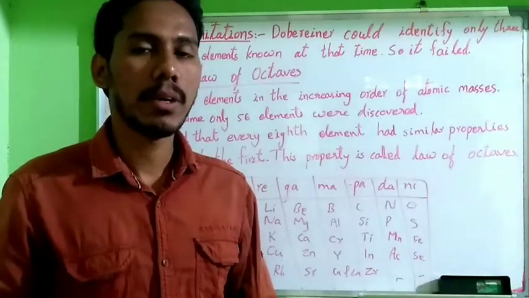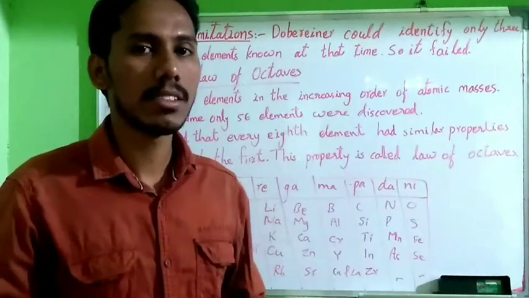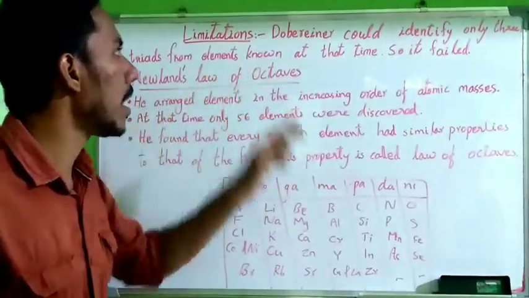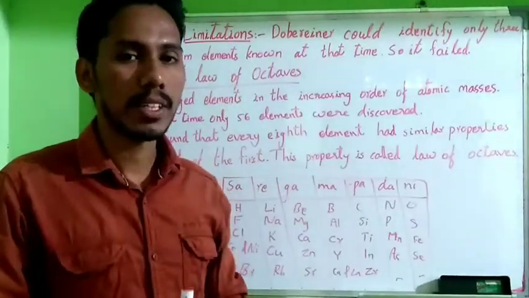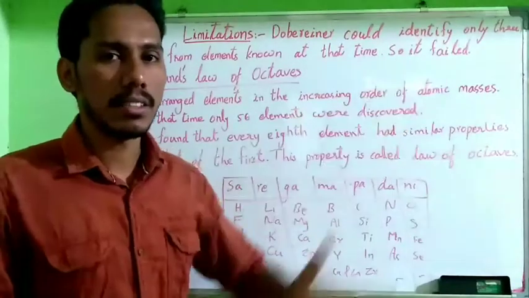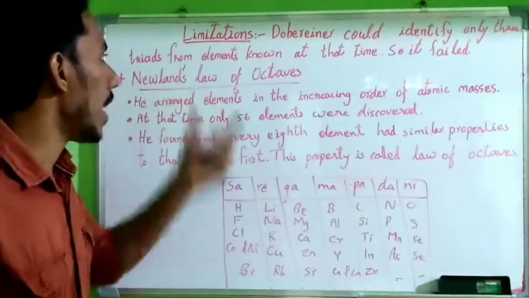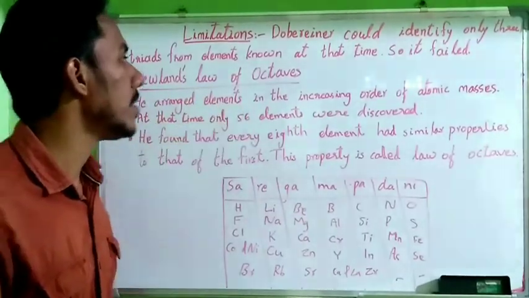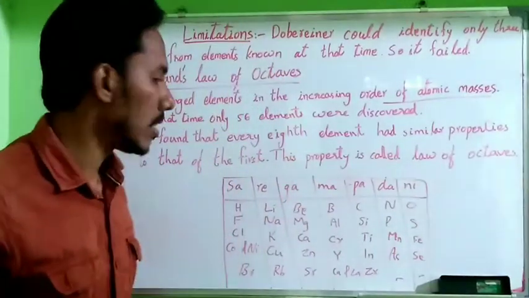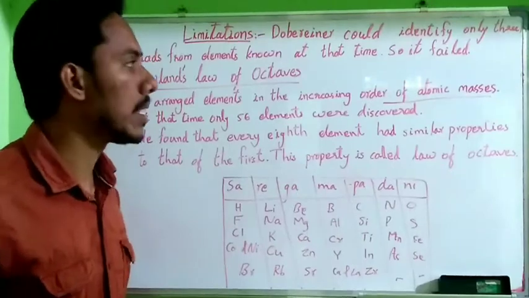Then we have to discuss the limitations of Dobereiner's triads. Dobereiner could identify only three triads from the elements known at that time, so it failed. Then a new classification was invented by Newlands. He arranged the elements in the increasing order of atomic masses.